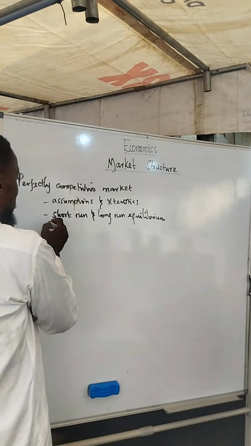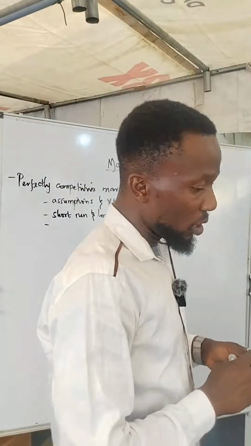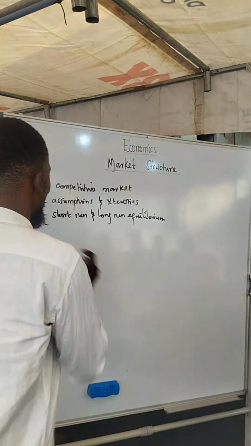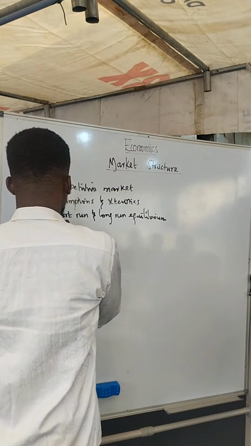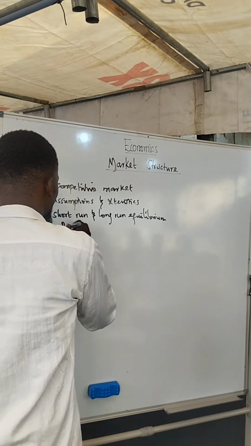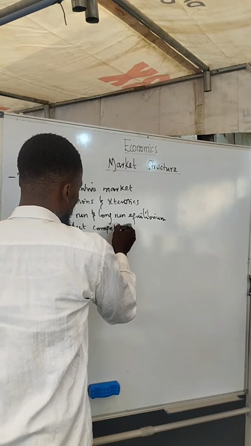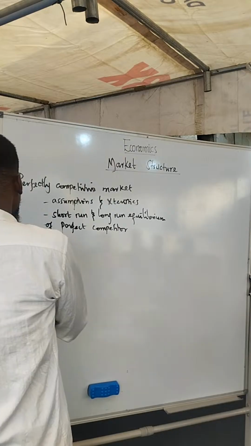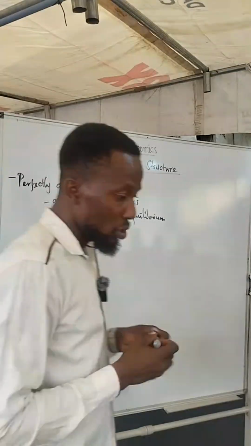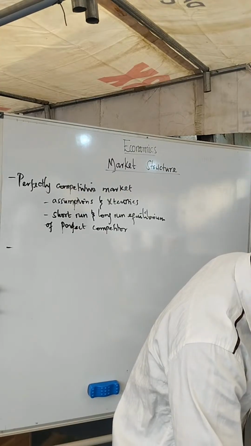That is under perfectly competitive markets. So the next: long run and short run equilibrium of a perfect competitor. So we move to the second part of market structure. There are three parts. Are you with me? We move to the second part.